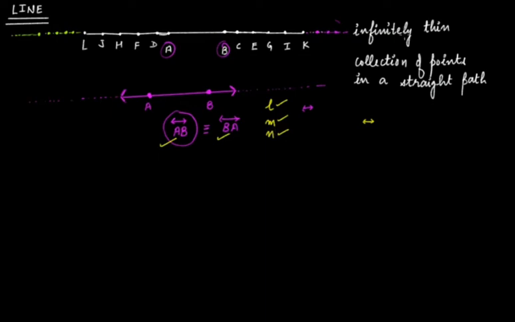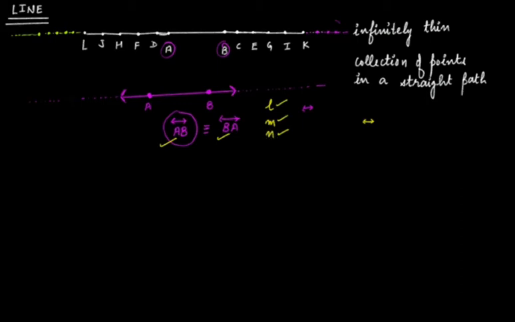Again, a line is infinitely thin. It's a collection of points in a straight path. It will go on extending at both the ends. There will be no endpoints, and to represent or denote it, you'll use this way or simple letters like L, M, N.